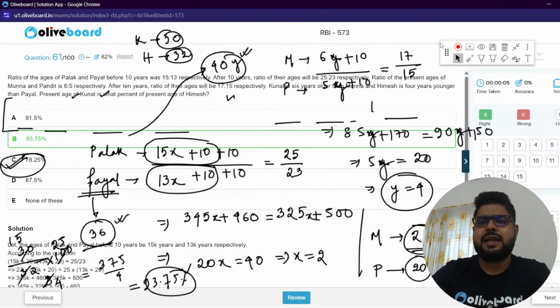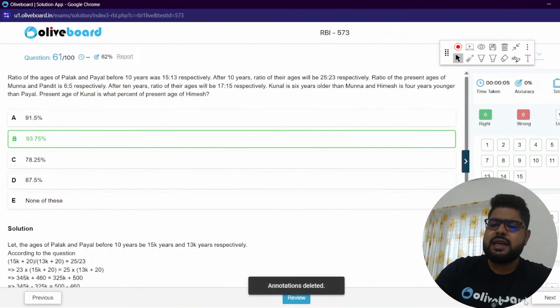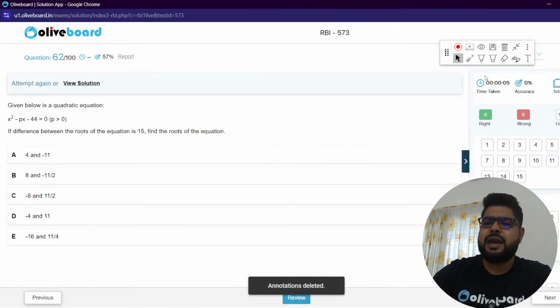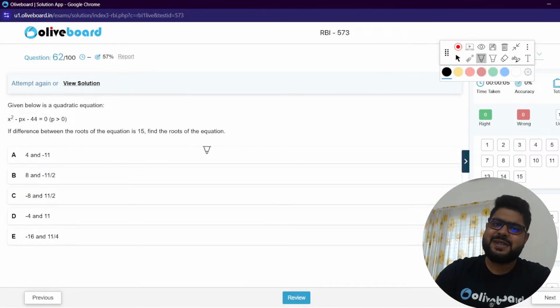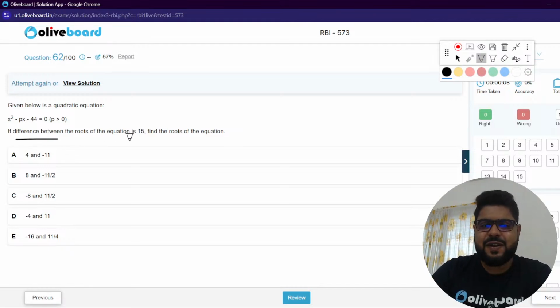Again, a couple of lines of calculations. And again, you should not expect in RBI you will get simple questions. Now, difference between roots is given, sir. Alpha minus beta is 15.